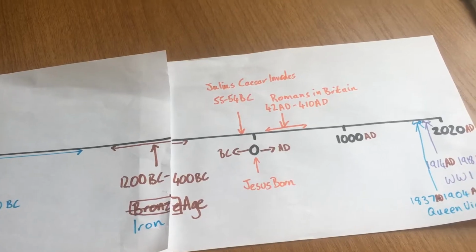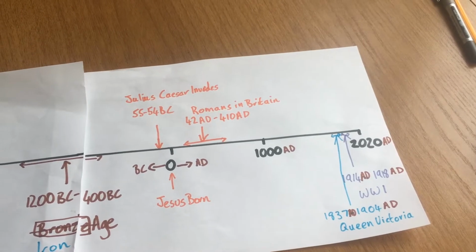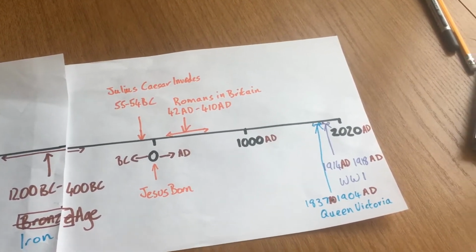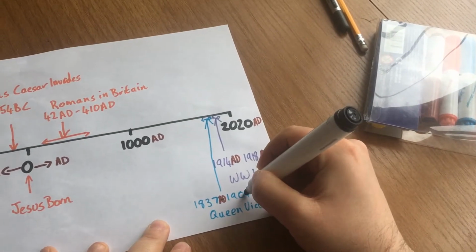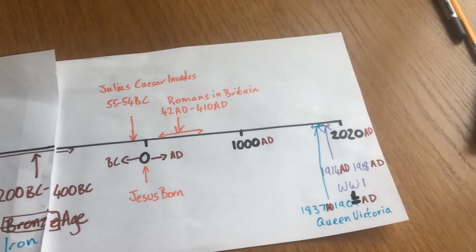First of all, let's have a quick look at our timeline. Well done to Ben and to the rest of you who spotted my other mistake in my timeline, which was that Queen Victoria's reign didn't end in 1904, it ended in 1901, so that's correct.